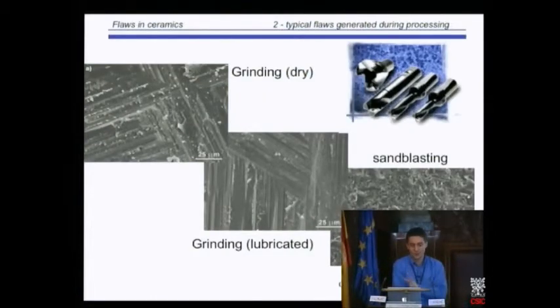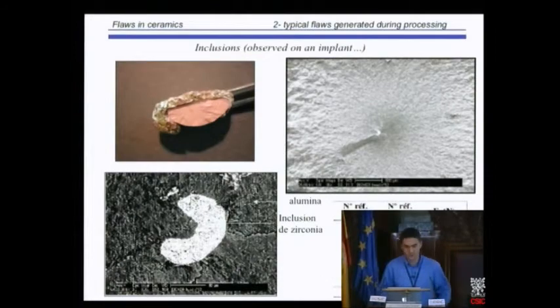Even if you process very well, you have grinding. So this is the dry grinding. This is grinding under lubricated condition. This is sandblasting. For example, for some implants, we need sandblasting. You create defects much larger than the microstructure of your body. You can have also some inclusions.